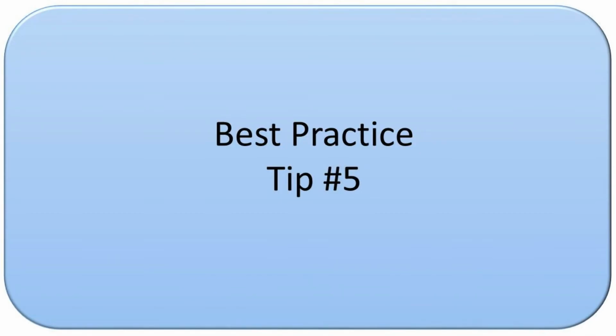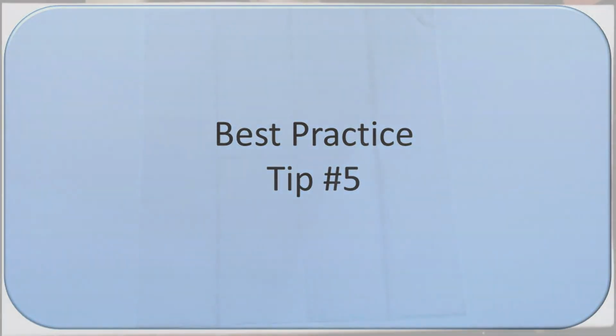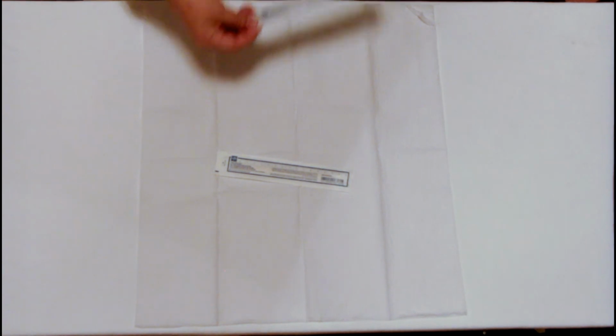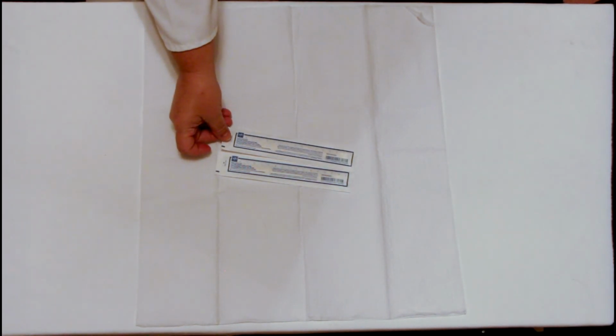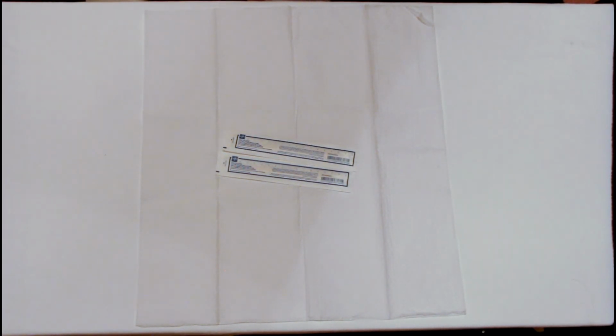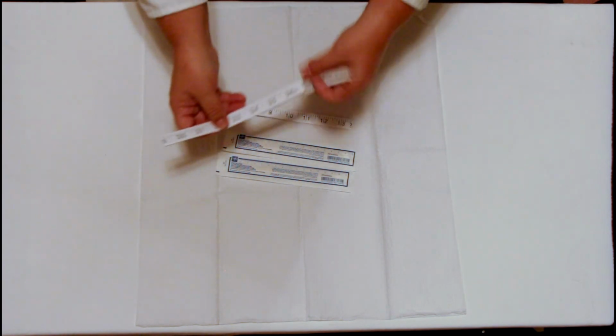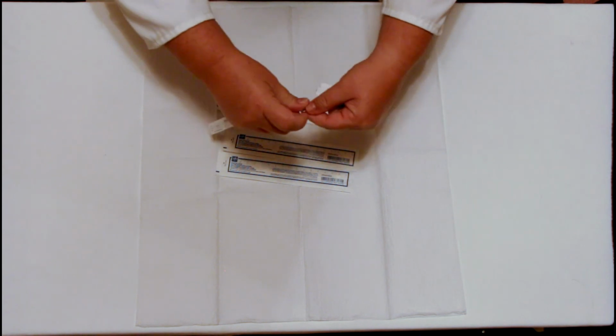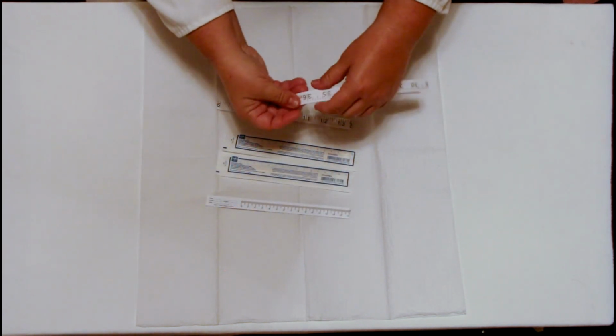Best practice tip number 5. If there are multiple wounds, the clinician must treat each wound independently to avoid cross-contamination. This includes using a new measuring device for each wound. Paper tapes can be torn so that you have multiple measuring devices if you have multiple wounds.